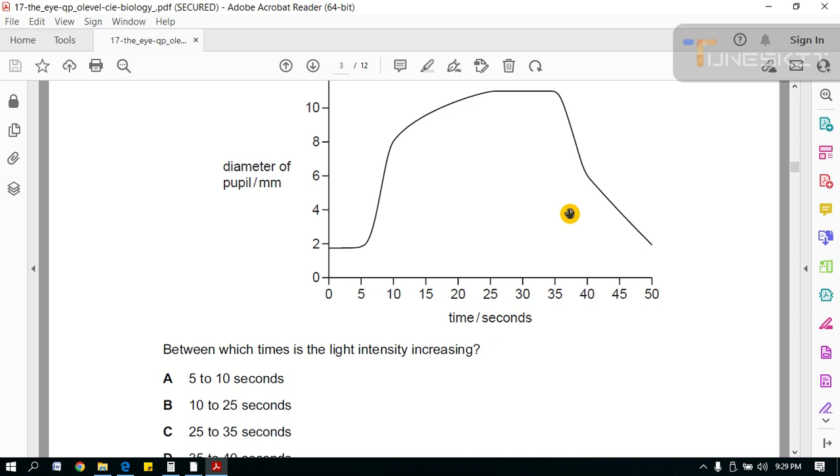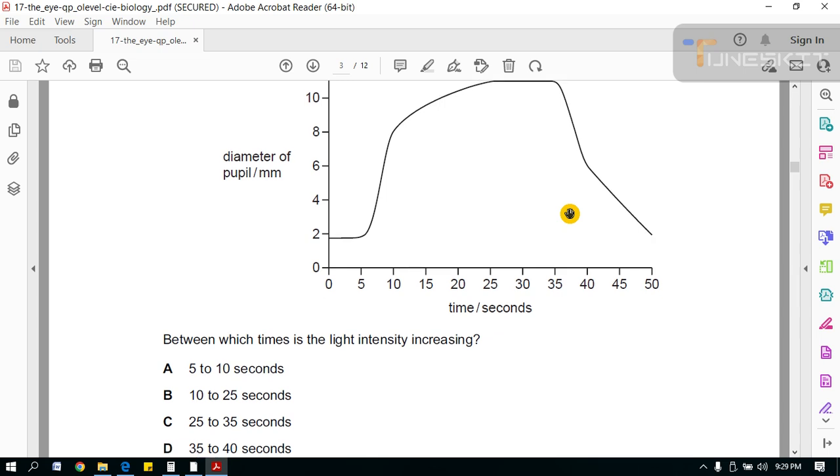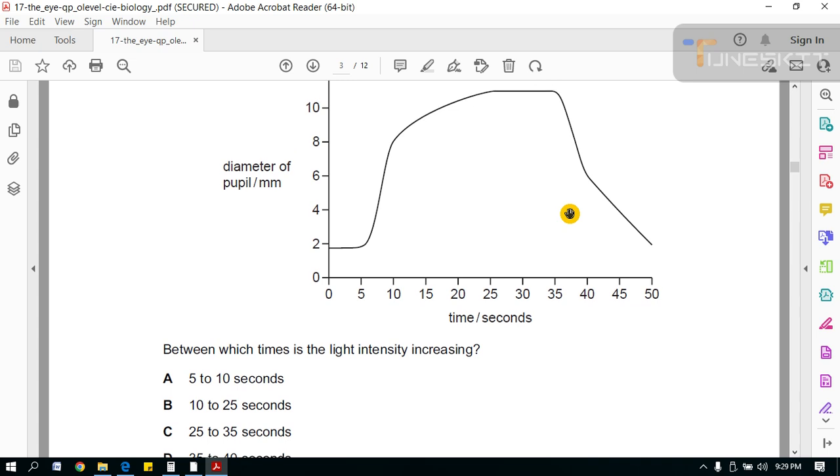So in this case the graph is going down from 35 to 40 seconds. There the graph is coming down, which shows that the diameter of the pupil is now declining, and it is the indication of the light intensity changing. Because when the light intensity increases, as a result the diameter of the pupil will decrease, and it occurs when there is a bright light, when there is an increase in the intensity of light.